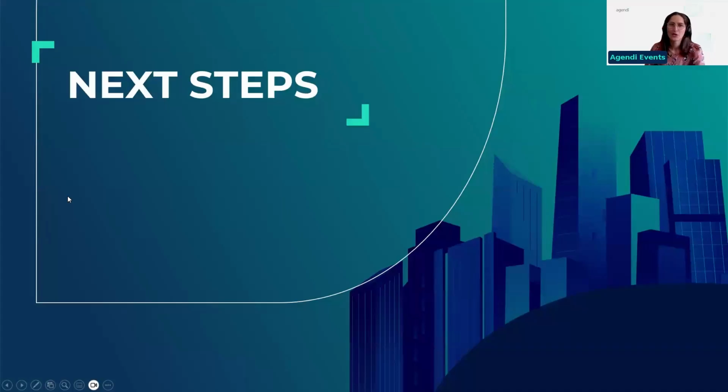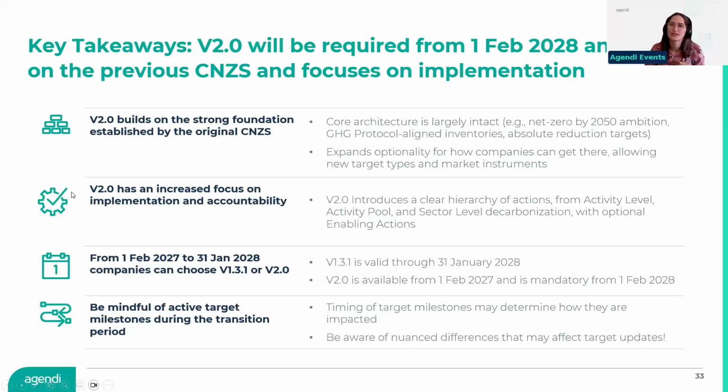Okay. Quick key takeaways before we open it up for questions. If you leave here with just four things to remember, it should be that V2 builds on the already strong foundation of the original standard. It keeps a lot of the architecture intact, but actually expands optionality and has an increased focus on implementation and accountability, including introducing that clear hierarchy of decarbonization actions that Kyra walked us through.